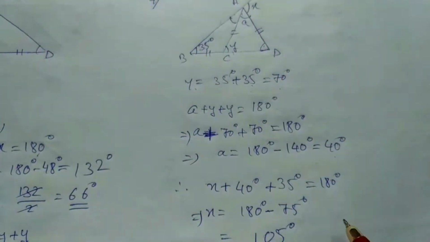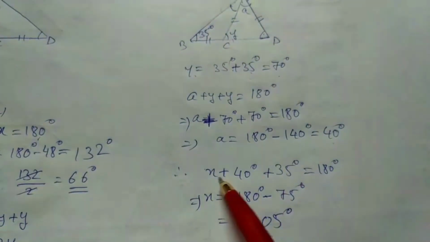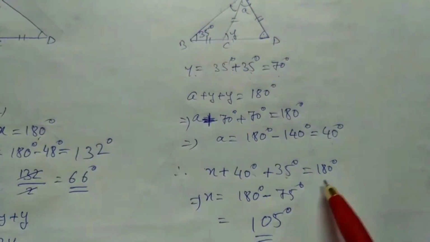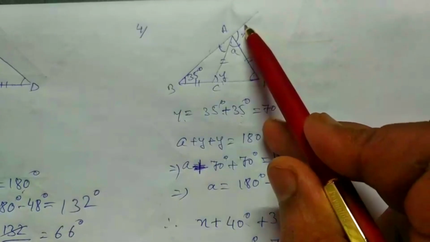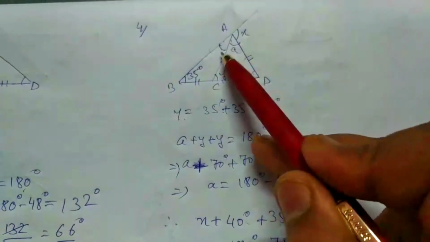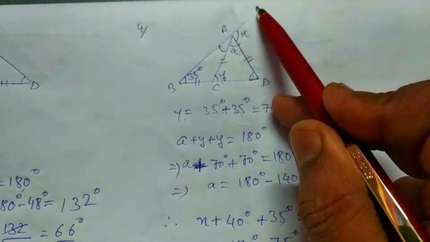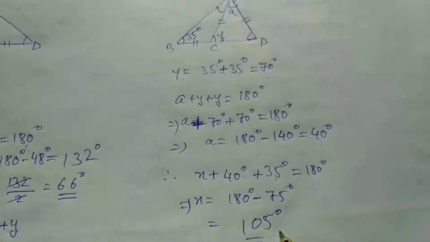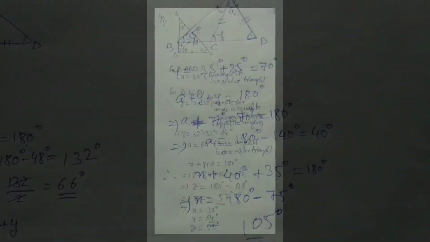Now what we can write, x plus 40 degree plus 35 degree is equal to 180 degree. Why? Because sum of angles on a straight line. Got it? So we will get the value of x as 105 degree.